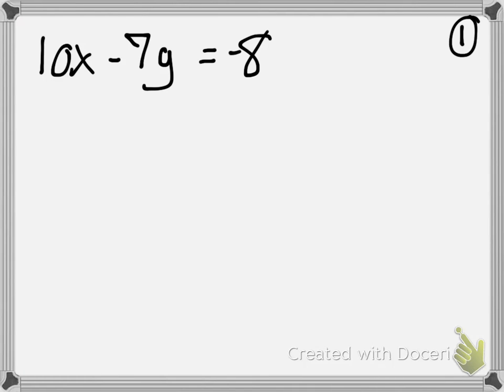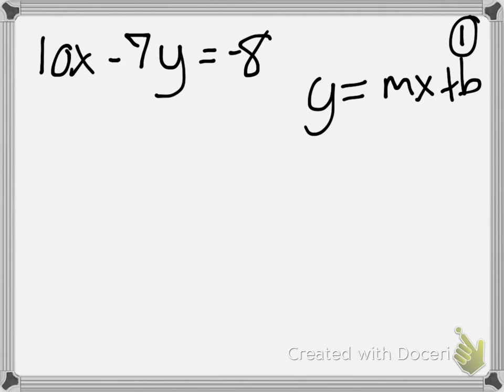So standard form. Standard form is when you've got it set up to where it's equal to a number at the end, and it's got x and y together on the same side. Now, if you remember from standard form, we're trying to get it to say y equals mx plus b. So every time we get standard form, we're really just trying to get y by itself.